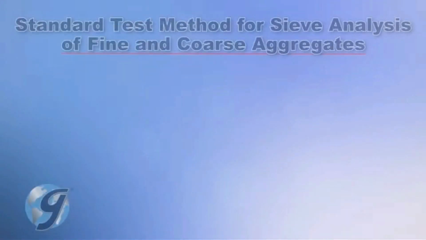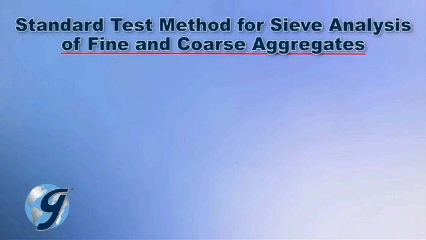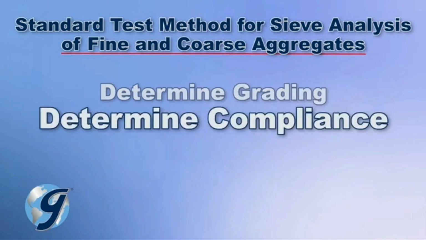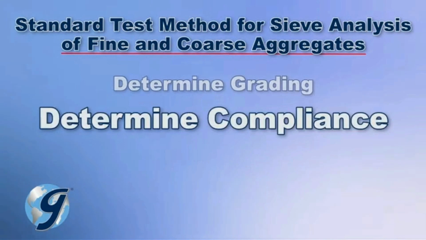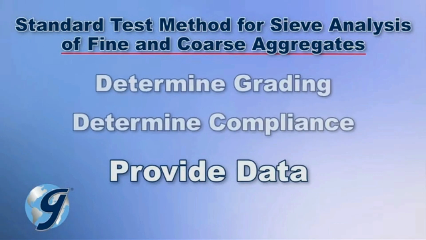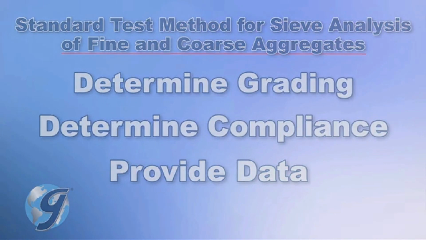The standard test method for sieve analysis of fine and coarse aggregates is used primarily to determine the grading of materials proposed for use as aggregates, and to determine the compliance of particle size distribution where applicable specifications are required, and to provide necessary data for quality control of production of various aggregate products and mixtures containing aggregates.